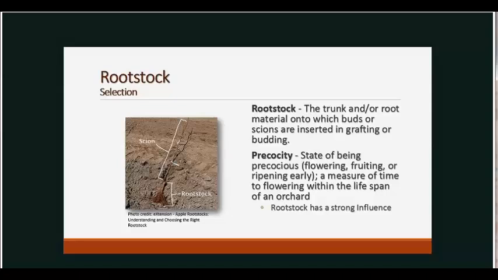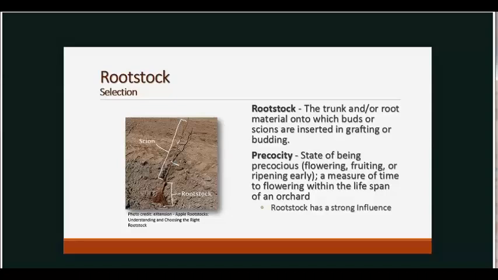So just a little bit of terminology. I told you the scion is the part that is grafted, and you can see that spelled here. That is the part that is grafted onto the rootstock. The rootstock is the trunk and or the root material in which the buds or the scions are inserted. And usually that is a budding type of grafting procedure.